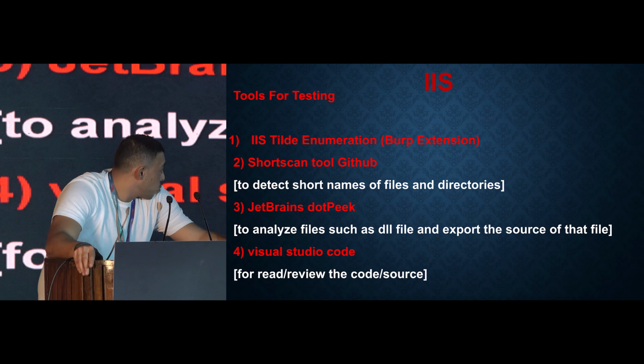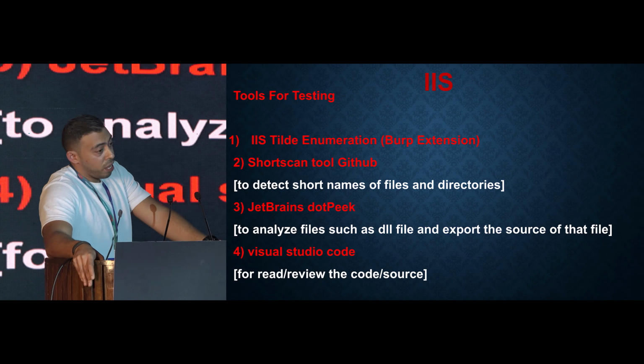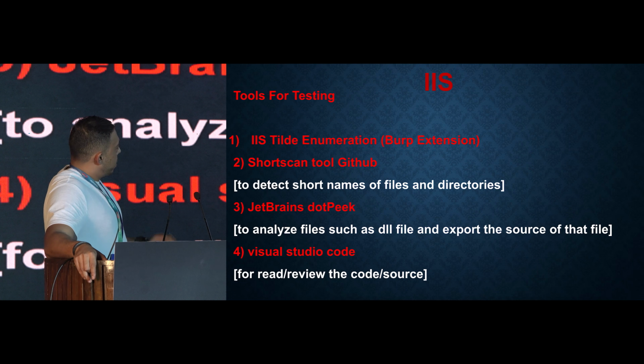Now we are moving to the next part: the tools required for IIS. First, there is an extension and a tool for the terminal. The Burp extension is called IIS Tilde Enumeration, and the terminal tool is called ShortScan. You can use either one. This tool is just to detect the short names of files and directories.